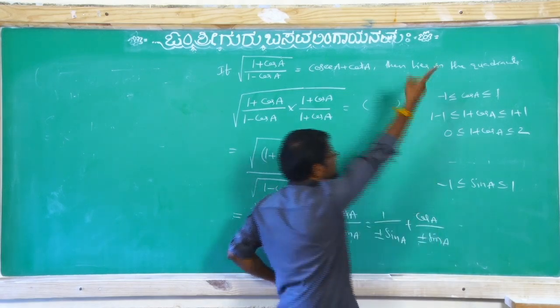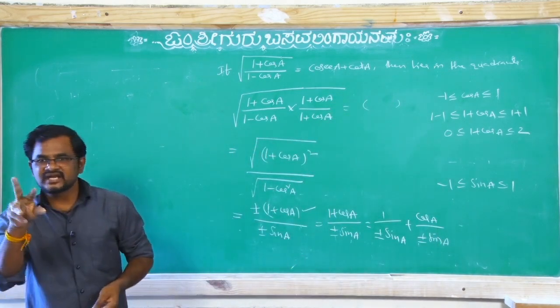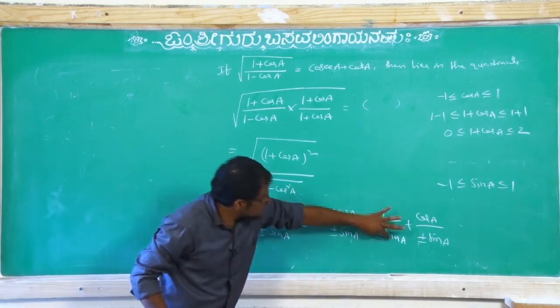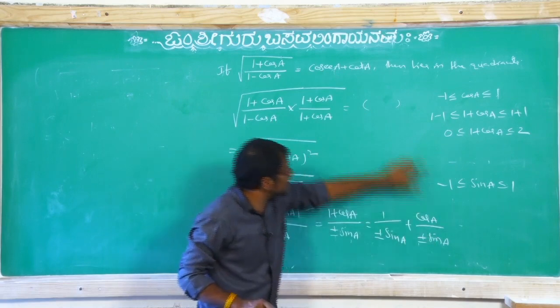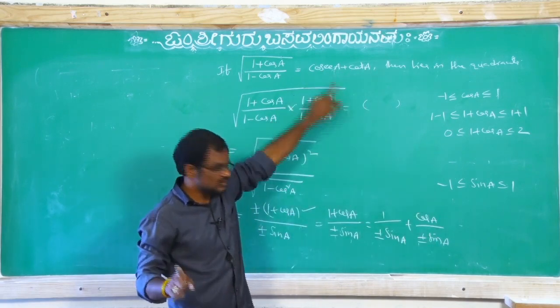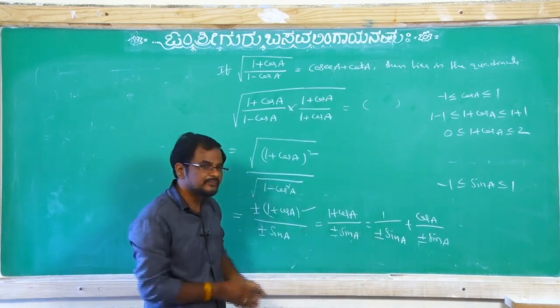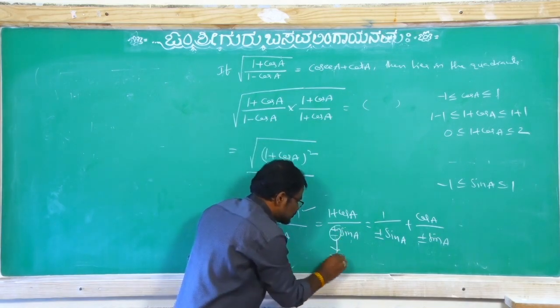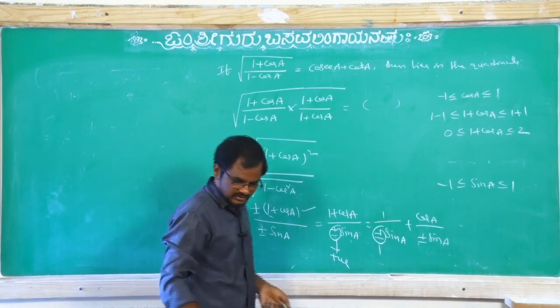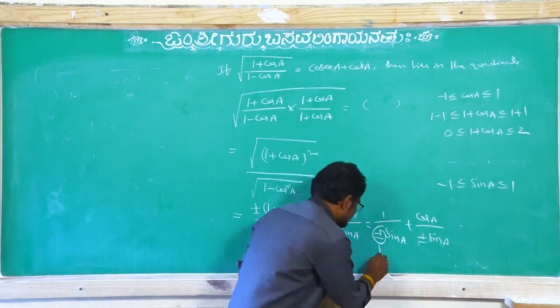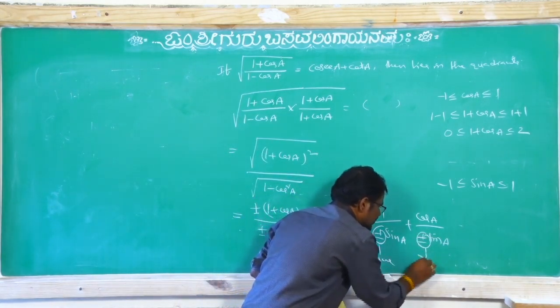Now you observe the right side. What is that? 1 by sin, cosecant. There is no negative. Cos by sin, cot A. There is no negative. So that's why here what we have to get? Here positive you want. Here also positive you want. Means here positive and here also positive.